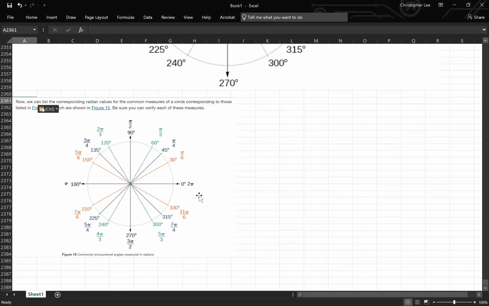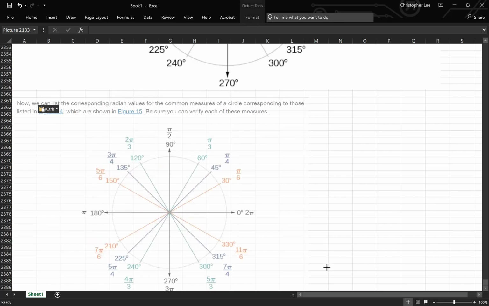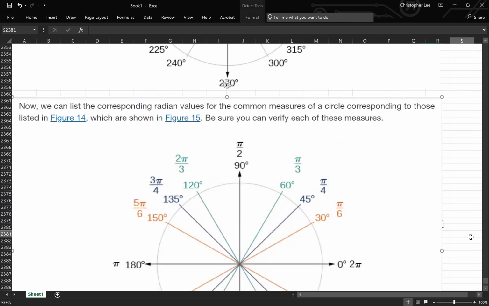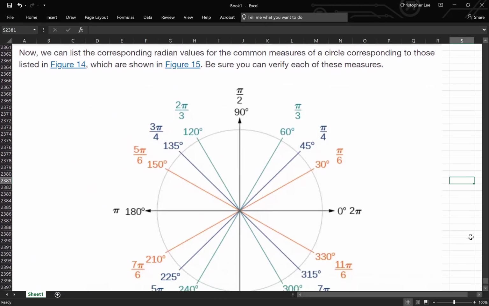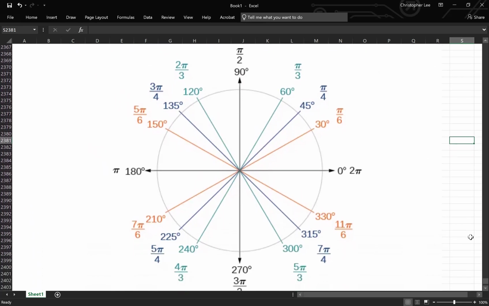So now we're going to go with the angles real quick, just to make it pop a little bit. Now we can list the corresponding radian values for the common measures of the circle corresponding to those listed. And here they are right on top of each other.